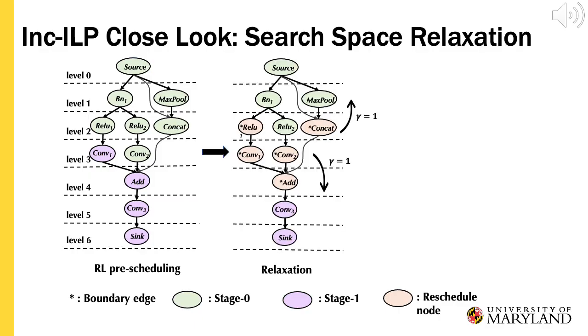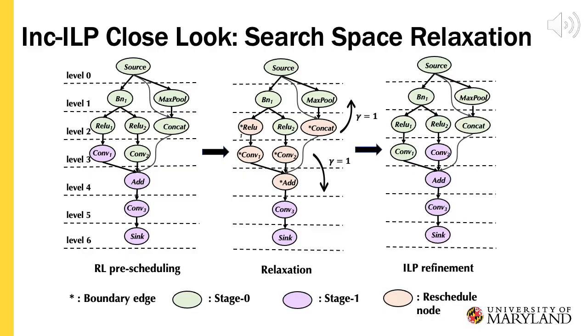Next, we identify what we call the boundary nodes. These are nodes where either the parent or child nodes fall into different stages. Now, assuming the relaxation level is set to 1, any nodes that are just distance 1 away from the boundary nodes will be rescheduled. All of the rescheduled nodes will be fed into the ILP solver for refinement.